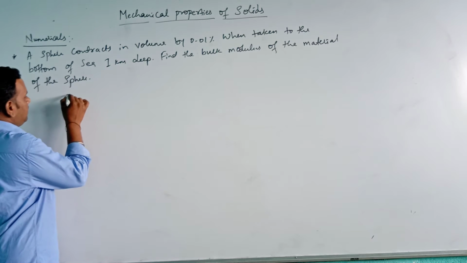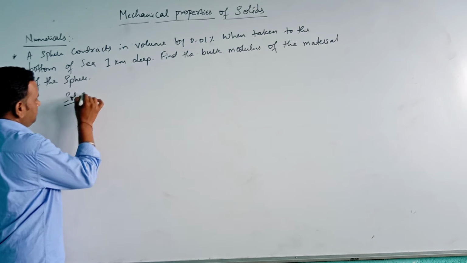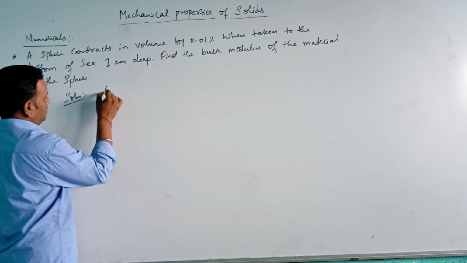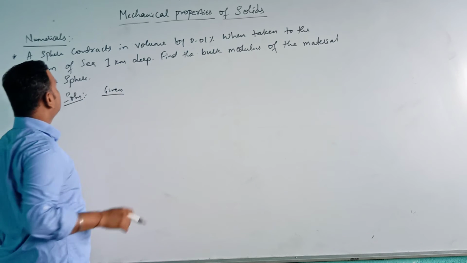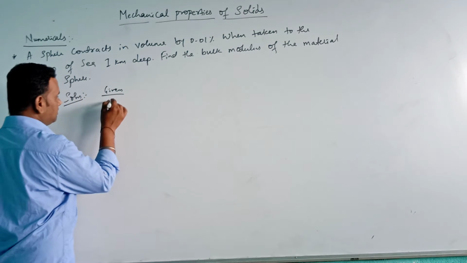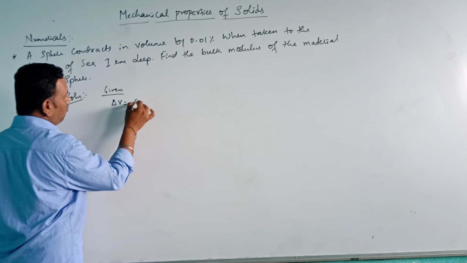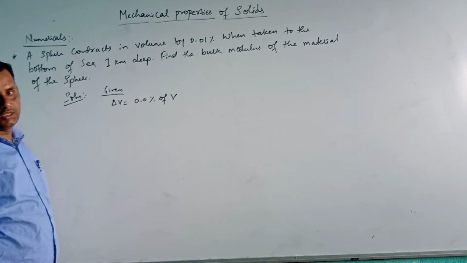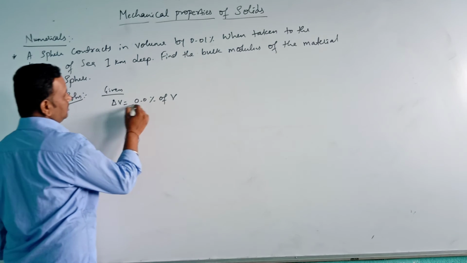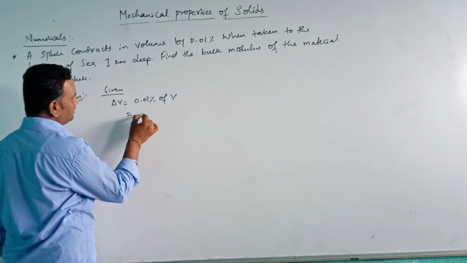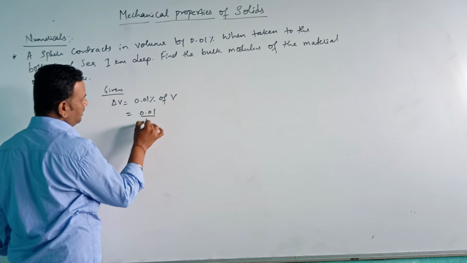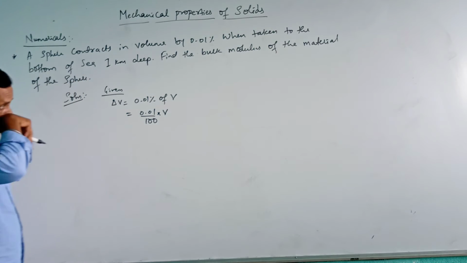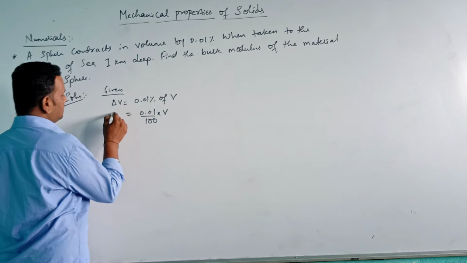So first we will write the given data here. The question is saying that the sphere is contracting, which means the change in volume is equal to 0.01% of the given volume. So we can write this as 0.01 divided by 100 into V. Right. Now this is our change in volume.